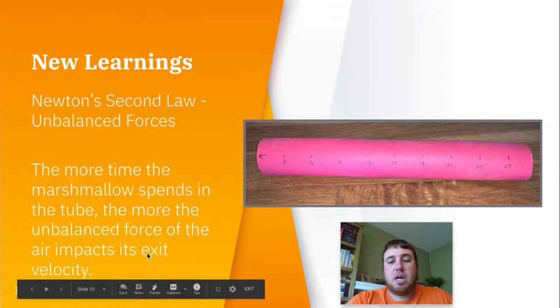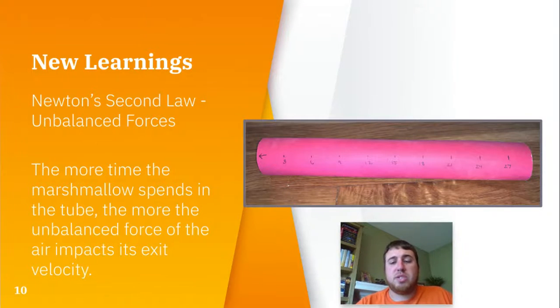New learnings. After doing some research, I realized that this has something to do with Newton's second law and unbalanced forces. Essentially, as I thought, the more time the marshmallow spent in the tube, the unbalanced force of my air, my breath going through the tube, is impacting the exit velocity because there's nothing opposing that air as there is once the marshmallow leaves the tube.